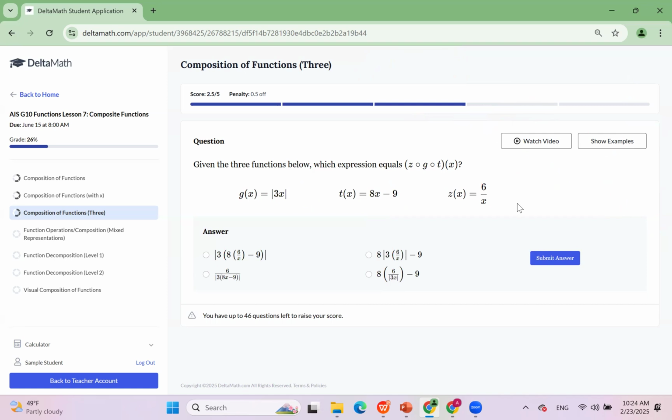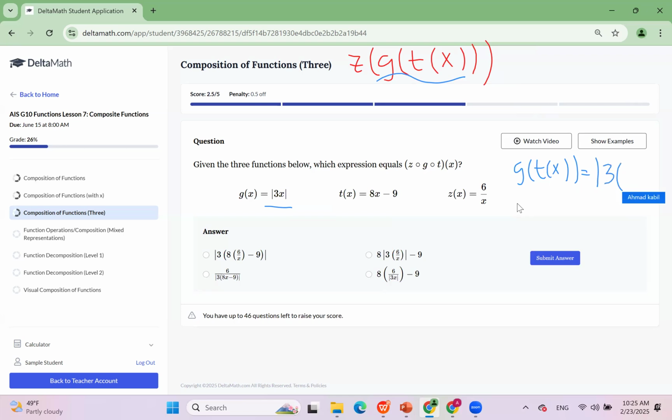Given the three functions below, which expression equals z of g of t of x? So z of g of t of x. We begin with the inside function. So we begin with g of t of x. So g of t of x means that we go to the g and we replace the x with a bracket. So this becomes absolute of 3 times bracket like this. And inside the bracket, we put t of x. T of x is this expression. We're going to put 8x minus 9.